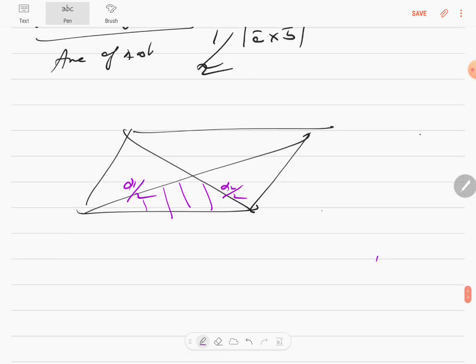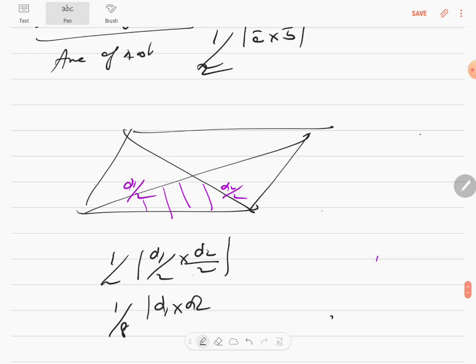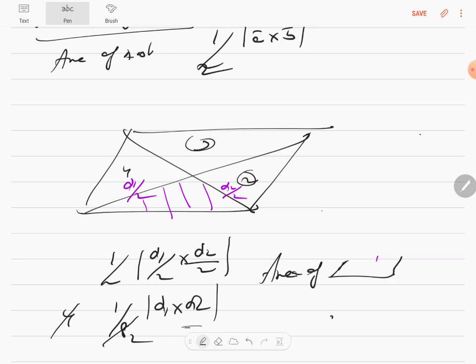And what is the area of the triangle? Half of d1 by 2 cross d2 by 2, which means 1 by 8 can be taken out common. d1 cross d2 gives you one triangle's area. Like that, how many triangles do you have? So it's 4 times. Therefore, if you know the 2 diagonals, you still can find the area of the parallelogram. What is the area? It's half of d1 cross d2 that will be the area of the parallelogram if you know the 2 diagonals.